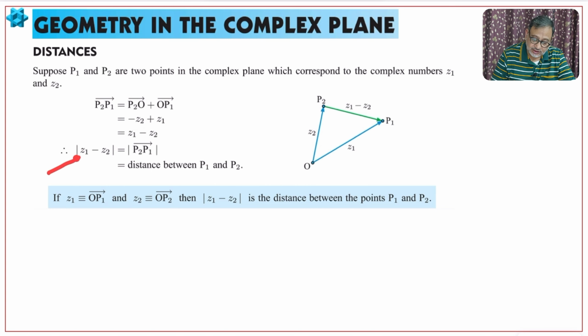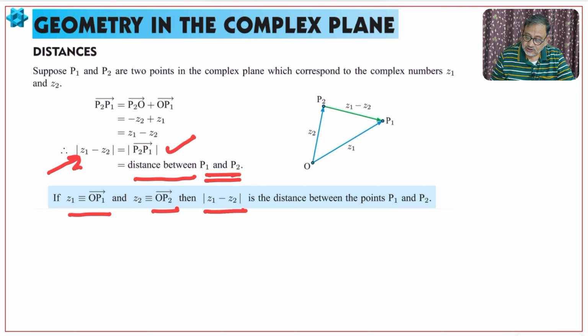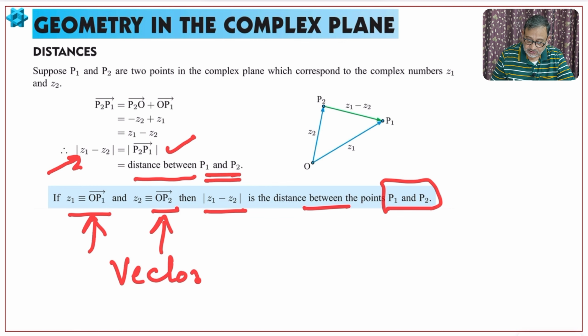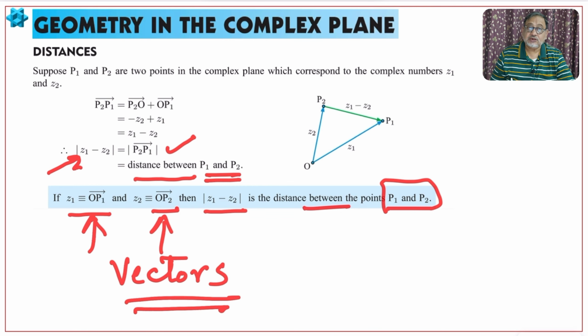And the modulus of Z1 minus Z2 will be the magnitude of the vector P2P1, which will be the distance between P1 and P2. So if Z1 is vector OP1 and Z2 is vector OP2, then the magnitude or modulus of Z1 minus Z2 is the distance between P1 and P2. So we treat them like vectors for the direction and for finding the distance, right?